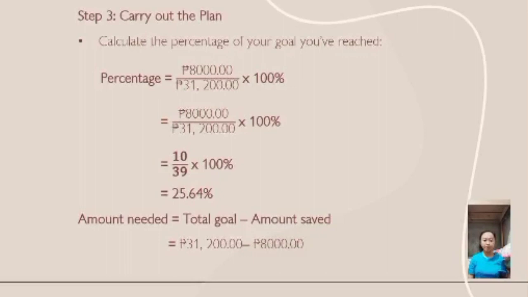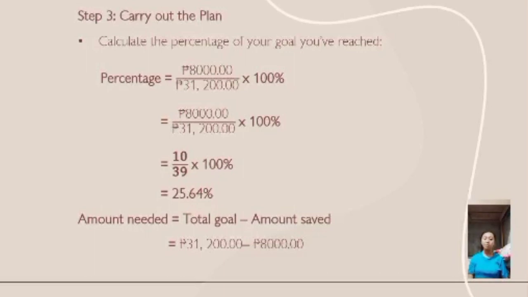So, step number 3, carry out the plan. So, dito, ikakalculate natin yung percentage na kailangan pang i-reach para makabili ng laptop. So, gagamitin natin yung formula ng percentage, which is amount saved divided by total needed times 100%. So, sa amount saved, we have 8,000 pesos. I-divide natin siya sa kailangan pang pera, which is the 31,200 pesos. Then, multiply it by 100%. So, we have the percentage 25.64%.